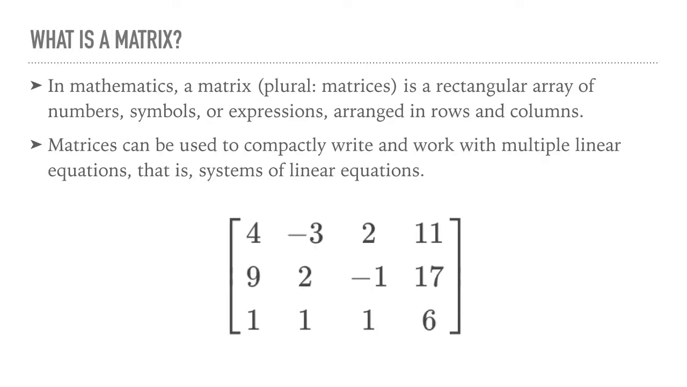So what is a matrix? In mathematics, a matrix, whose plural is matrices, is a rectangular array of numbers, symbols, or expressions arranged in rows and columns. Now you might be wondering, what is this arrangement of numbers for? Basically, matrices can be used to write and work with multiple linear equations, that is, systems of linear equations.